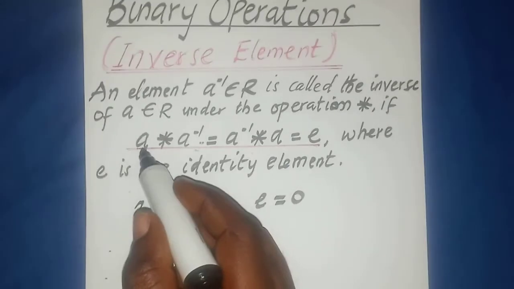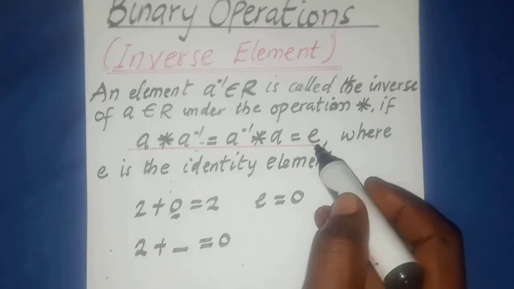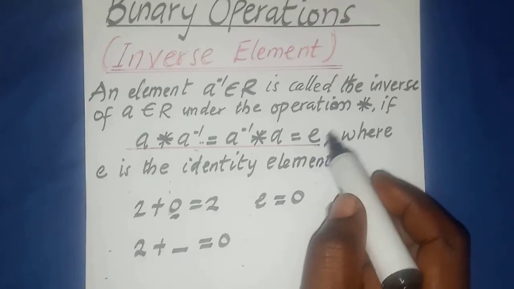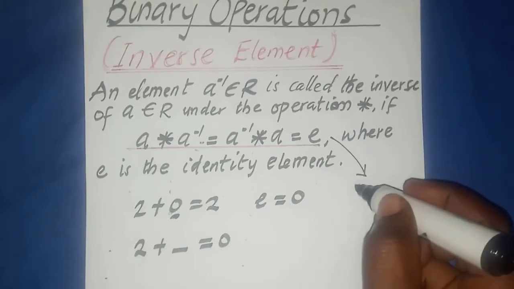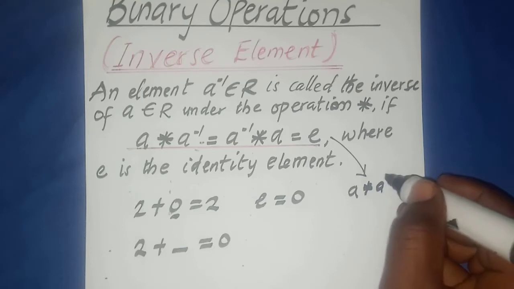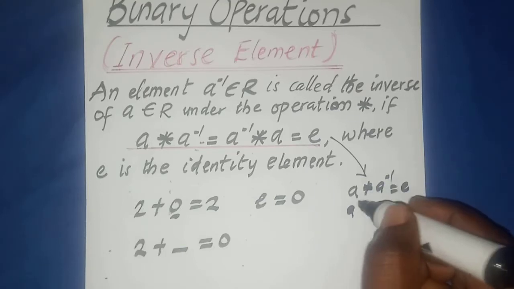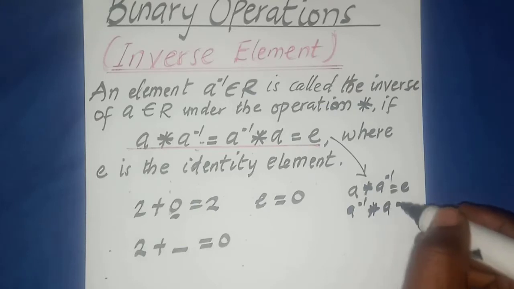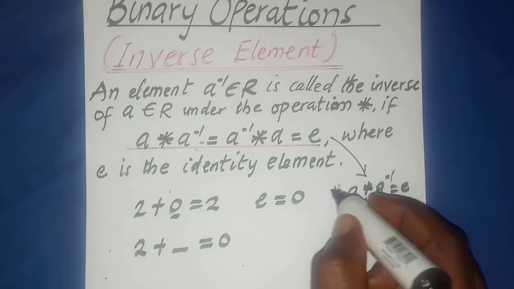So this is the number 2. Now we are looking for a certain number to add to the 2 so that we get the identity element E. And this thing you see over here, you can write in short as A star A inverse is equal to E, or A inverse star A is equal to E. I'm making use of this first one over here.